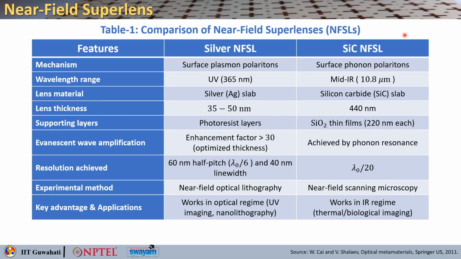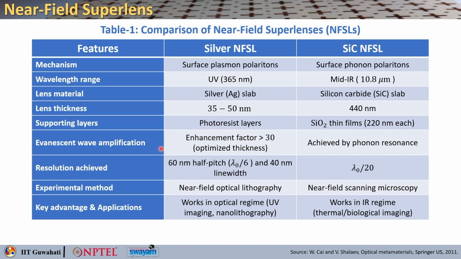Okay. So, here is a table that compares the two near field super lenses. One is based on silver, another is based on silicon carbide. So, the mechanism is different. The first one works on surface plasmon polaritons, the other one on surface phonon polaritons. Here you can see the wavelength range. This one works for UV 365 nanometer, the other one for mid IR, that is 10.8 micrometer. The lens material, here it is silver slab and here it is silicon carbide slab. The thickness of the lens, here it was 35 to 50 nanometer, whereas here it is 440 nanometer. The supporting layers were photoresist layer here, and silicon dioxide thin film here, each with 220 nanometer thickness.